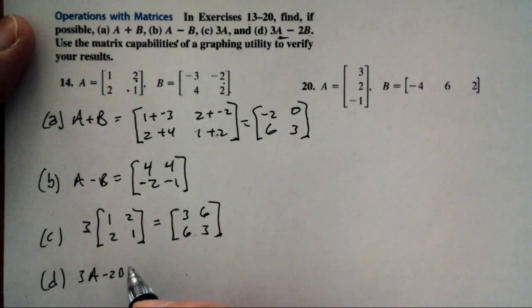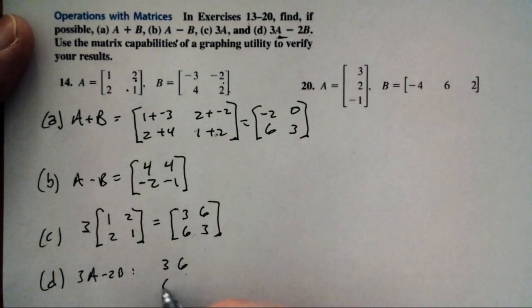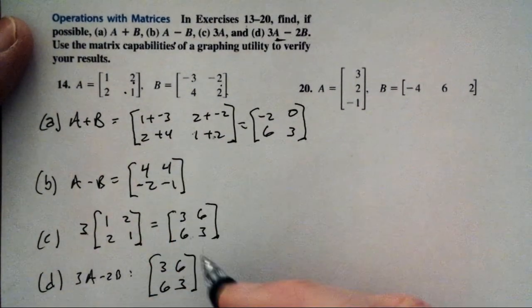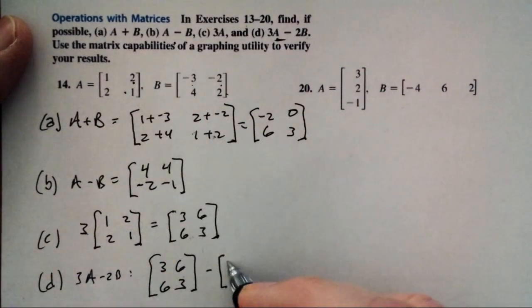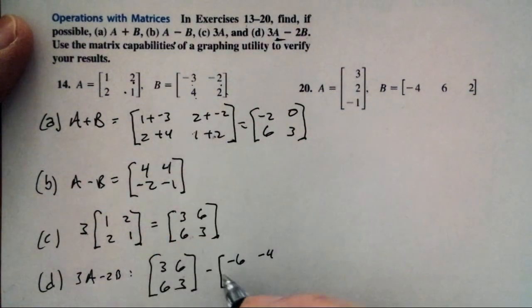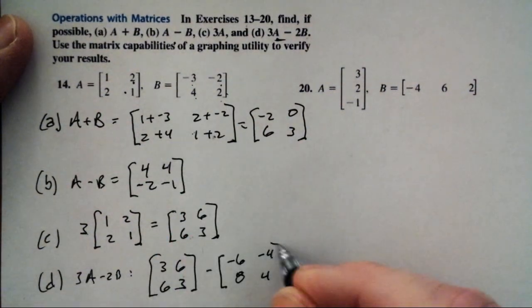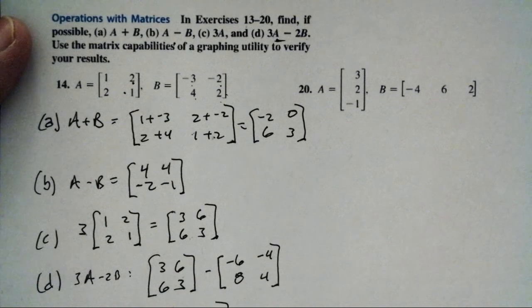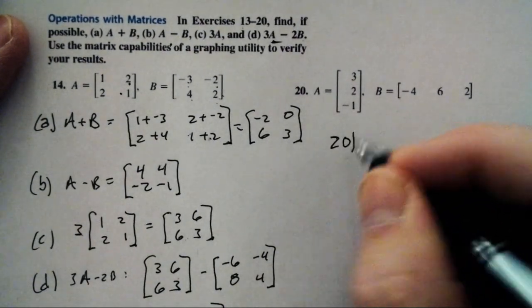So we've got 3 times A, which we already know is 3, 6, 6, 3, minus 2 times B, that would be -6, -4, 8, and 4. And careful, we're subtracting those, so we get 3 minus -6, that's 3 plus 6, 9. 6 minus -4, 6 plus 4, 10. 6 minus 8, -2. And 3 minus 4, -1. And 20 is my kind of problem.